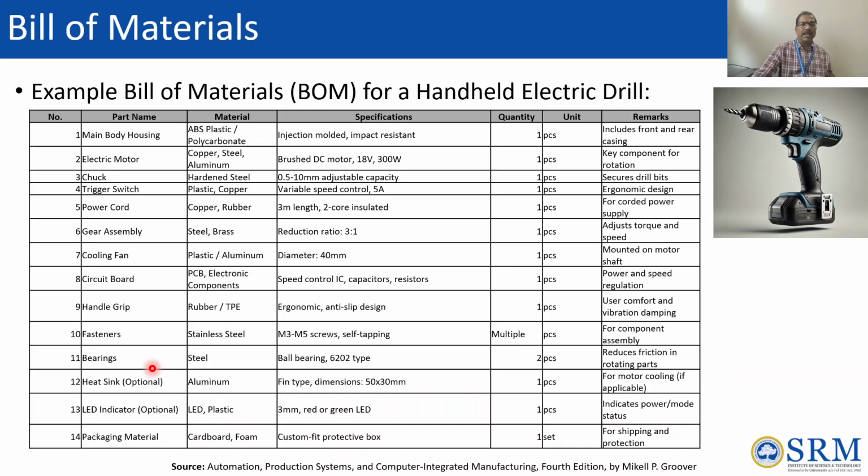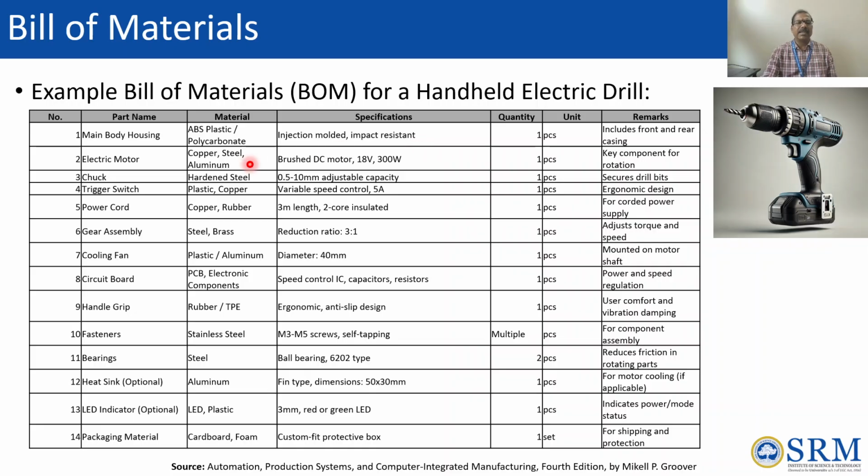And material, what are the materials? ABS material, maybe the main body is made up of ABS or polycarbonate material. Since we know the basic process, plastics are made by injection molding, so here also ABS plastic. The handheld drilling machine's main body casing or housing can be made by injection molding, and it also has a functional requirement of impact resistance. How many? One quantity we need. The unit is given in pieces, and some remarks: it includes front and rear casing.